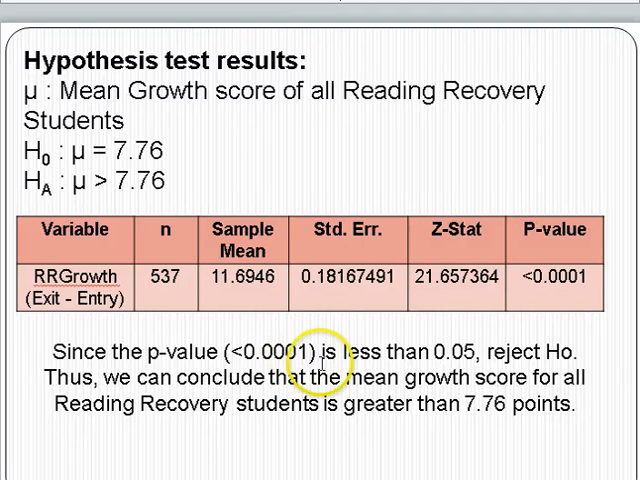So since this p-value is less than 0.05, which is the standard level of significance, we're going to reject H0. So we reject H0, we can conclude that the mean growth score for all reading recovery students is truly greater than 7.76. So in other words, using reading recovery results in greater growth than comparable students who do not use reading recovery.